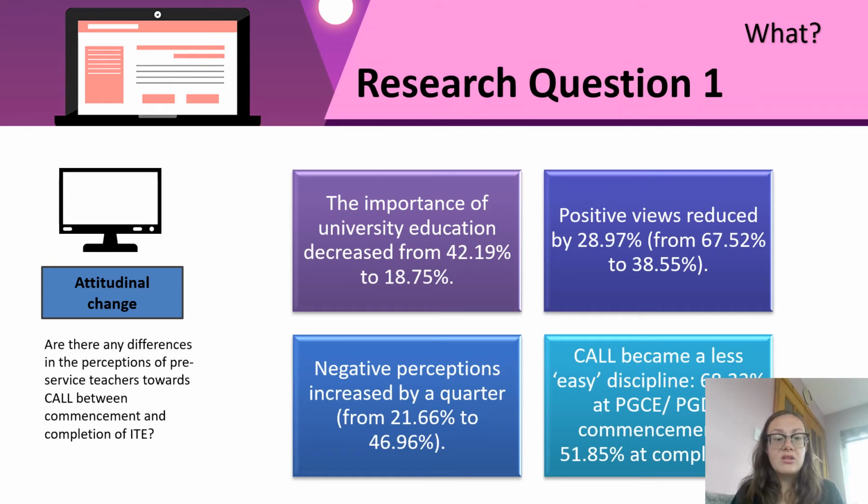So looking on then at research question 1, as discussed previously, this was around attitudinal change. So what had changed for student teachers? Well, first and foremost, university education was so important for student teachers at the very beginning of their PGCE and PGDE, but it actually decreased. It became far less significant in follow-up focus groups. And with that, self-directed learning became the primary channel of CALL knowledge acquisition for student teachers at the end of initial teacher education. So there was an increased reliance on autonomous and independent learning.